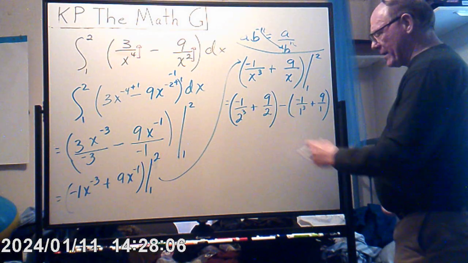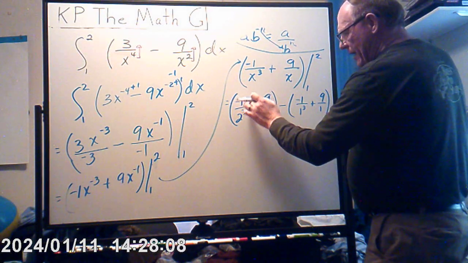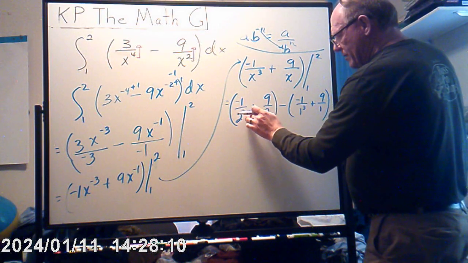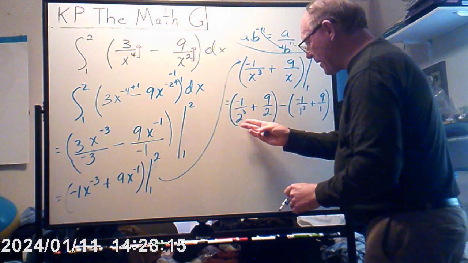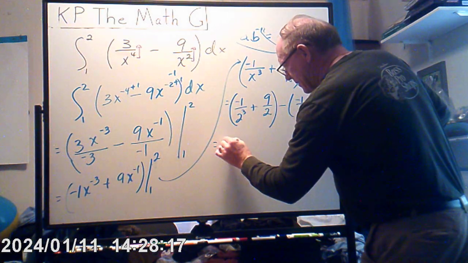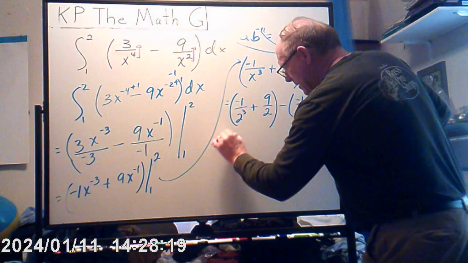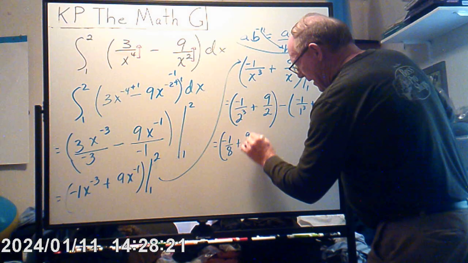Okay, we can do some of this. So negative 1, 2 times 2 times 2. 2 times 2 is 4, 4 times 2 is 8. So this is equal to negative 1/8, plus 9 over 2.